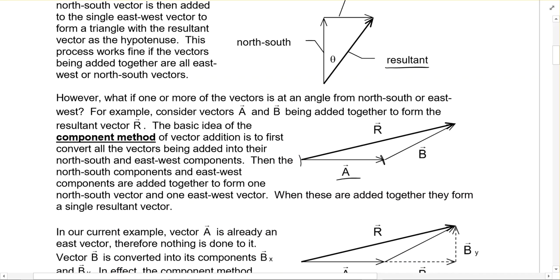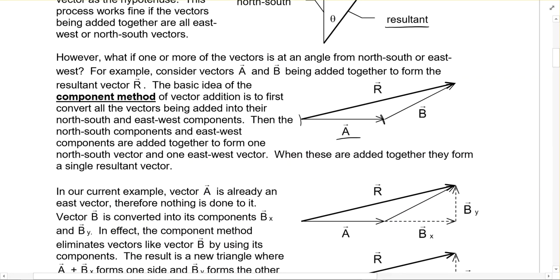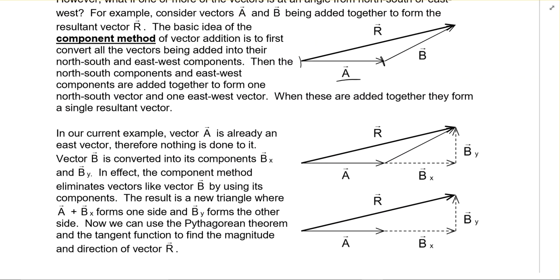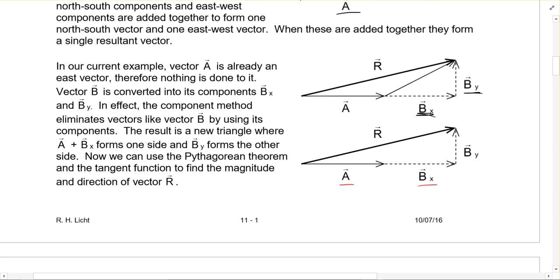Okay, so I've got the same type of thing written here, where we would break up this B vector into its x component and its y component. And then it would be A plus Bx along the bottom, and then By would be the up and down. Okay, moving on.